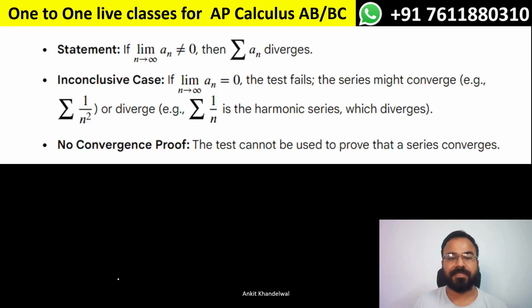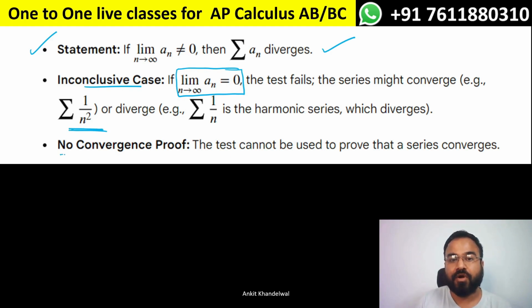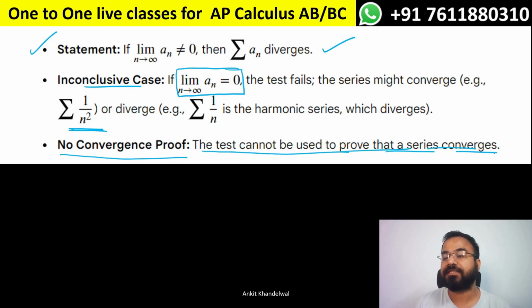Okay, so let's see the summary for this test. Three important points. First, if the limit is not equal to 0, then we will simply say the series diverges. Second, the case is inconclusive if we get a limit equal to 0, because then we simply say the test fails. Just like the two examples we discussed, it could be converging or it could be diverging. Third, no convergence proof. The test cannot be used to prove that a series converges. We only use this test to say the series diverges.